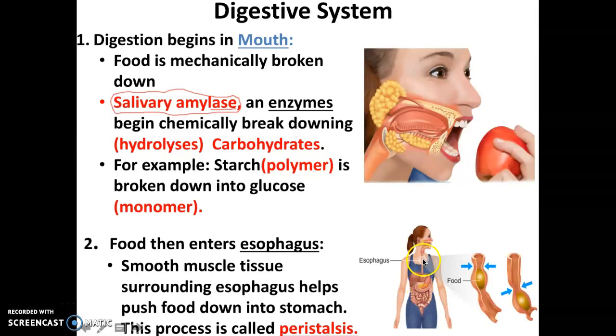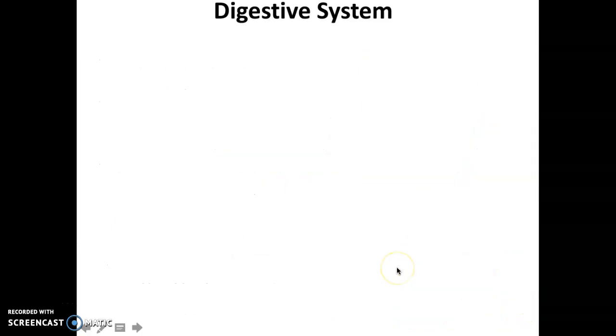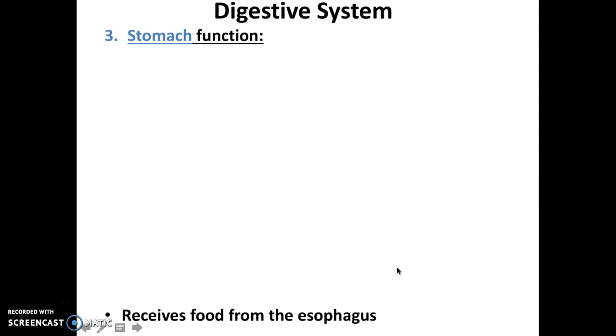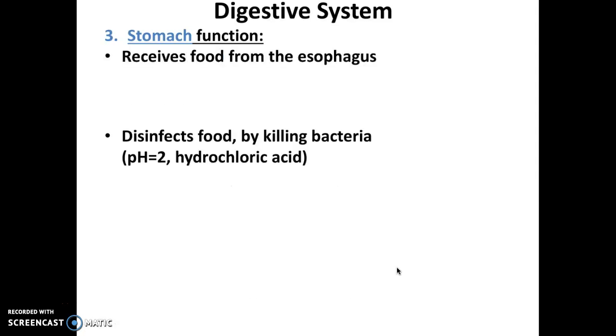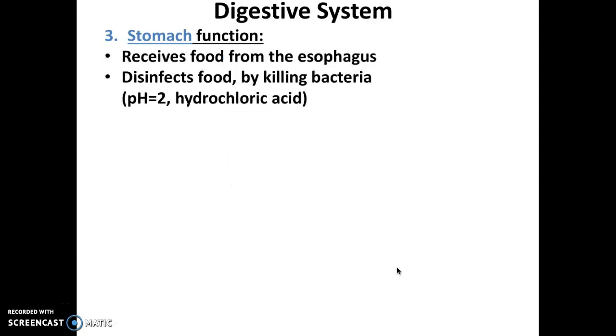And that is because you have these muscles that are going to push the food down. Well, this process, we call it peristalsis. Okay, and that's what happens when you have the muscles in your esophagus pushing the food down into the stomach. The next part is going to be in the stomach, and that's when the food gets more broken down.